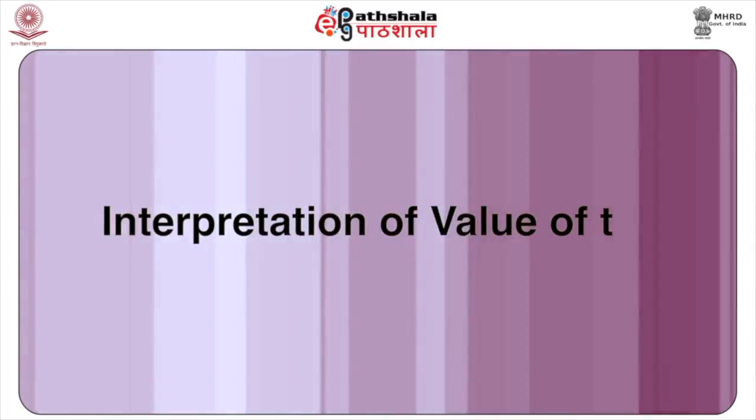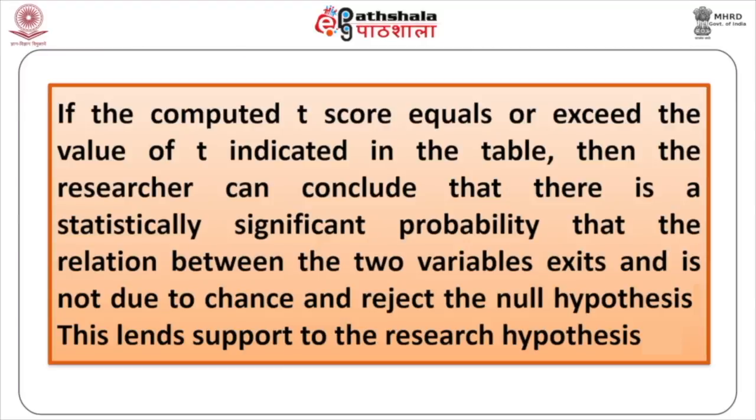Interpretation of the value of t. If the computed t-score equals or exceeds the value of t indicated in the table, then the researcher can conclude that there is statistically significant probability that the relation between the two variables exists and is not due to chance, and reject the null hypothesis. This lends support to the research hypothesis.